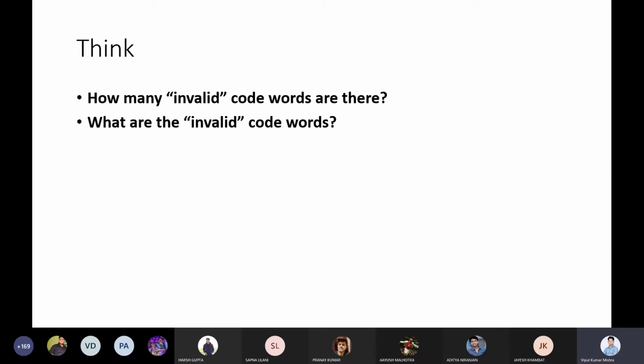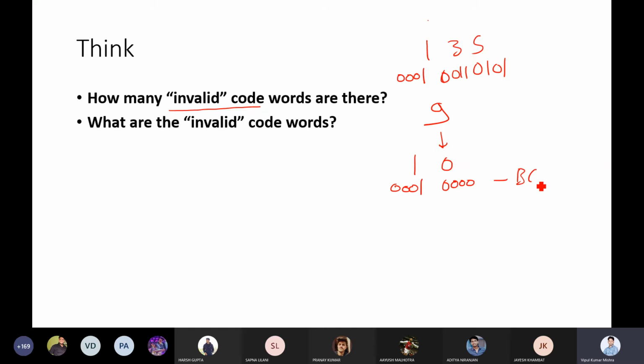Now let me go back, I want to talk about invalid codes. How many invalid codes are there? So if you want to represent a number 135, you require only 4 bits for each digit. So 5 will become 0101. Similarly, 3 is 0011, and 1 is 0001. Now, once you reach 9, after 9, what will you get next? You will get 10. And 10 is represented as 0001 0000 in case of BCD.